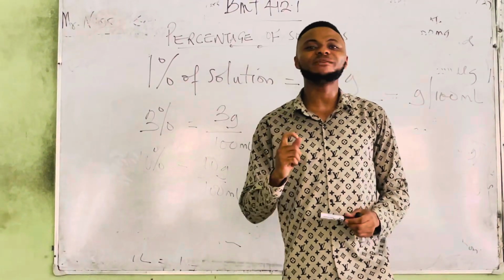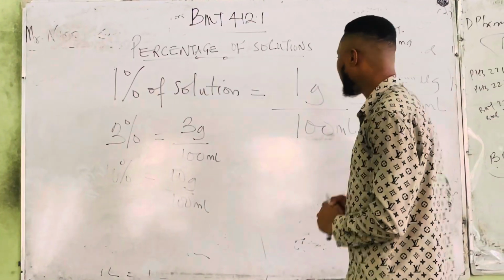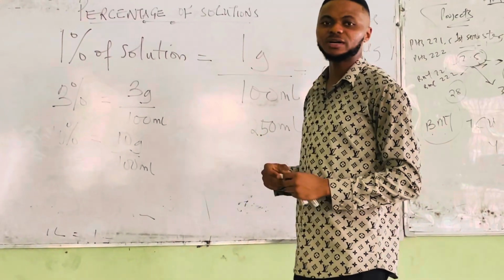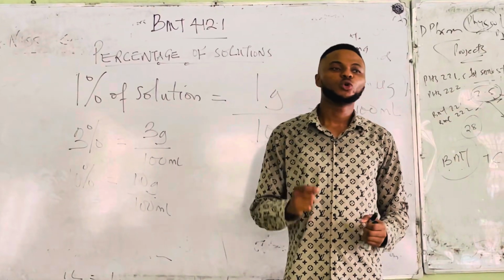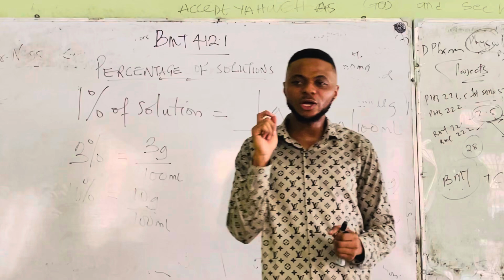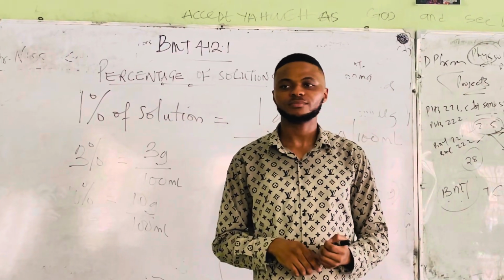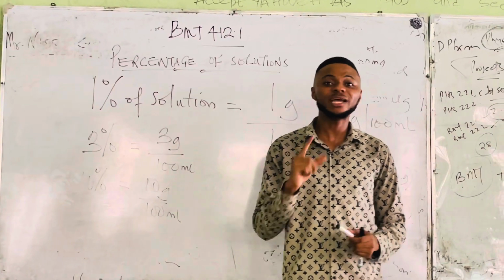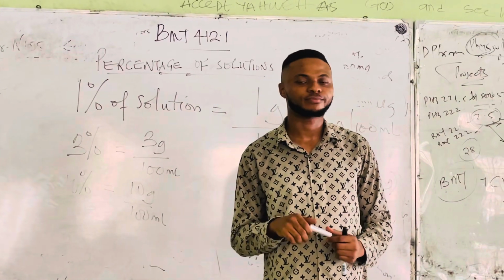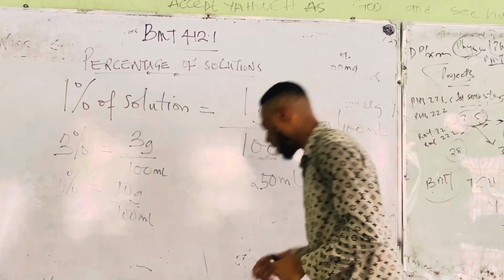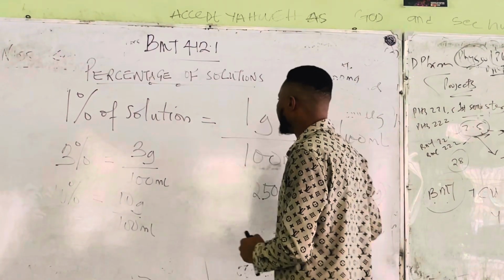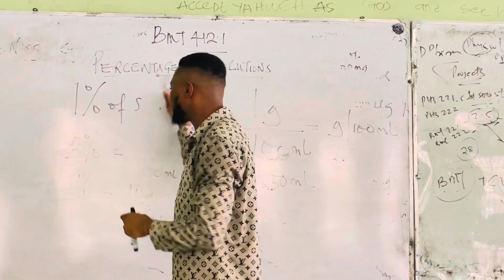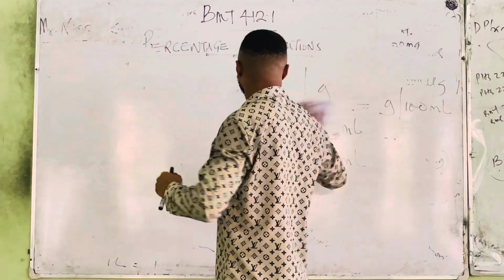Prepare 250 mils of 20% nicotine solution. So how do we go about that? How do we navigate that? Please don't forget that percentage of solution is grams per 100 ml of that solution.